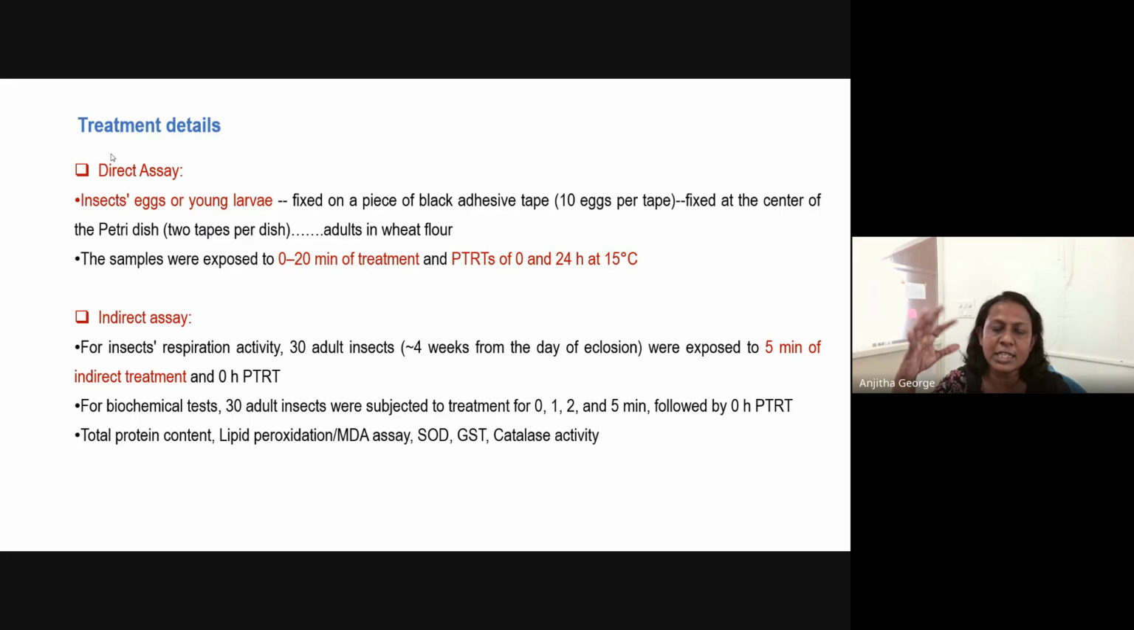All these reactive oxygen species and reactive nitrogen species stay inside this confined structure, and the impact of this cold plasma you can observe. The treatment period will be around 0 to 20 minutes. After treatment also, we have the PTRT, that is post-treatment retention time. There were two treatments: at 0 hour, where you observe the mortality immediately, and in another case, they kept for another 24 hours, or 1 day, and then recorded the mortality.